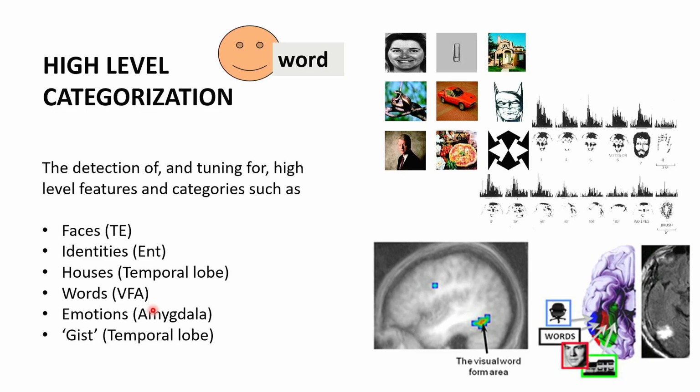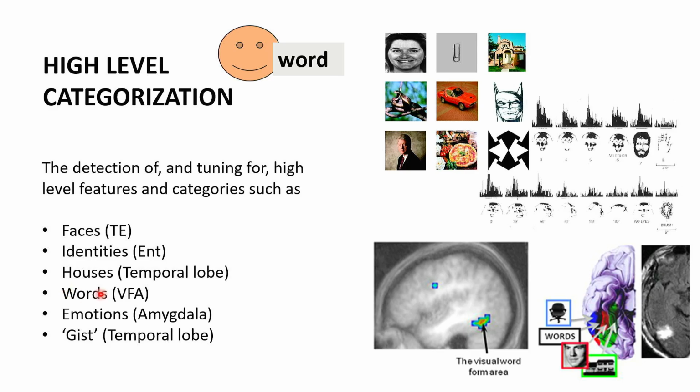And this feature extraction also extends to higher level categorizations. So the most famous example, of course, being that neurons in the infratemporal lobe are typically tuned to faces, very selective to faces, maybe even particular faces. You also have neurons which are tuned to particular identities, like these famous Bill Clinton cells and Darth Vader cells and what have you.